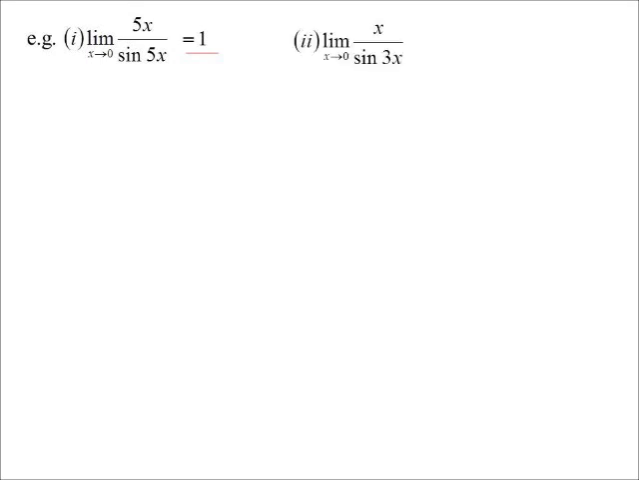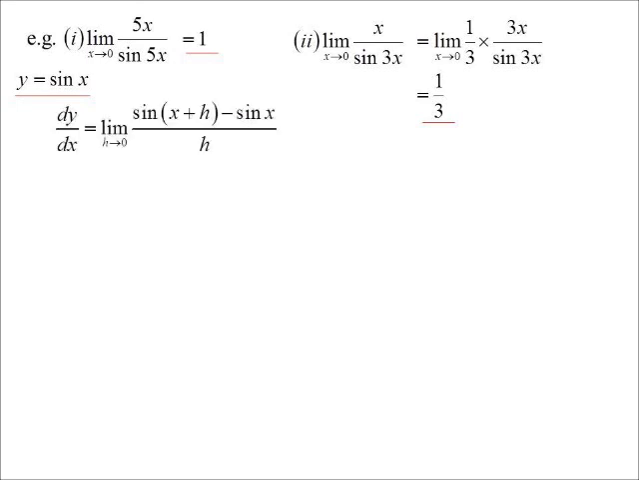So if they gave me something like this, x on sine 3x, well, I want it to be 3x on sine 3x, not x on sine 3x. So if I make it 3x on sine 3x, I get a third times that. The 3x on sine 3x, well, that's going to approach 1. Therefore, I get a third times 1, which is a third. So why did I need that? Because we're now going to work out from first principles what the derivative of sine x is.